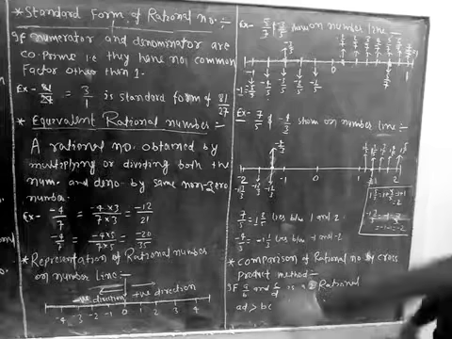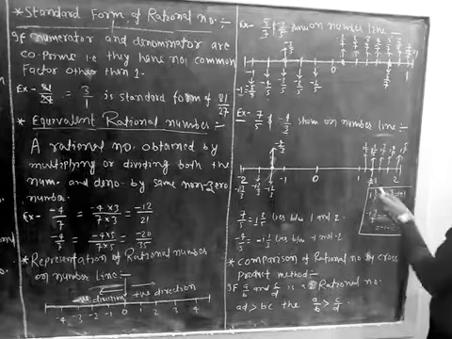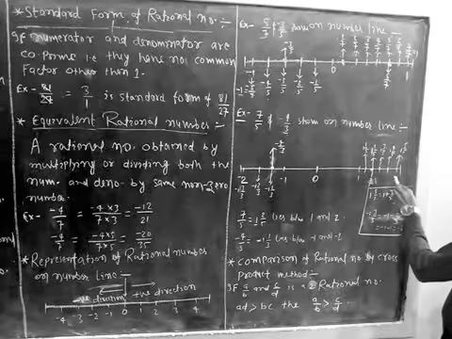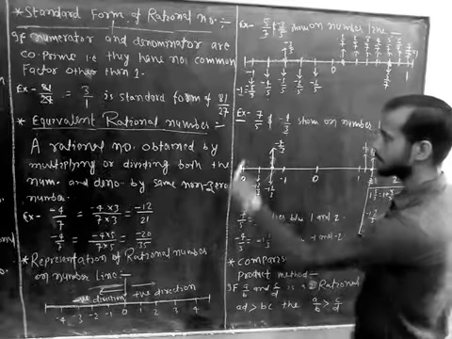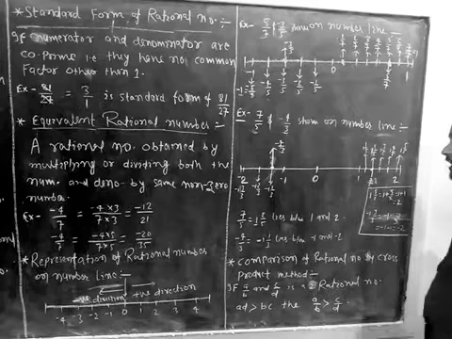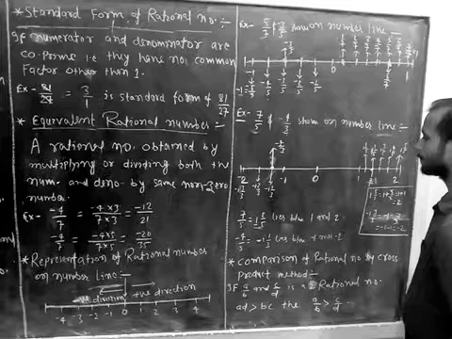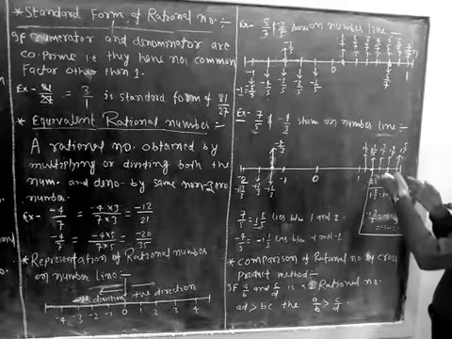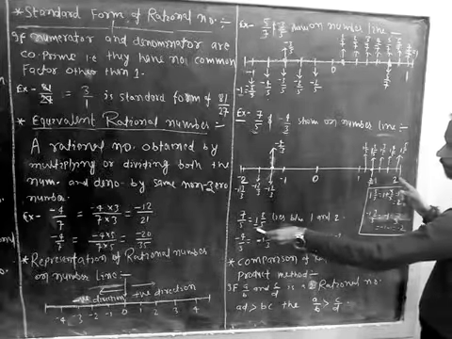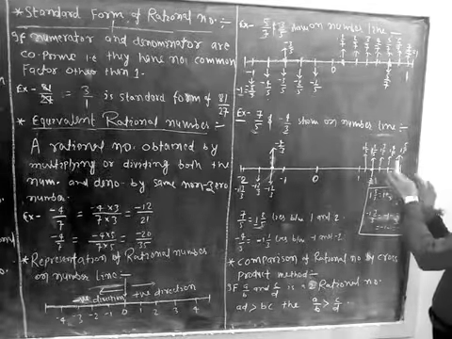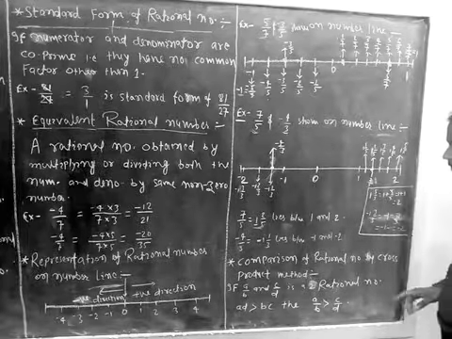Now here we show it on the number line. Take one line and mark 0, 1 and 2, and again minus 1 and minus 2. In the first example, 7 by 5, its mixed fraction is 1 and 2 by 5. That means this number lies between 1 and 2. First, take 5 points between 1 and 2: 1, 2, 3, 4 and 5.